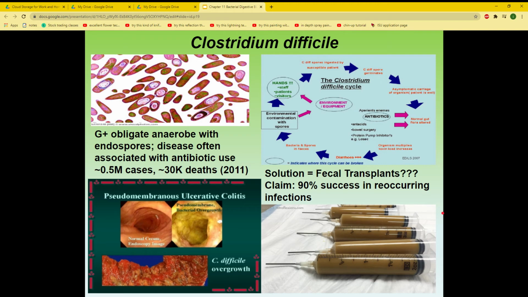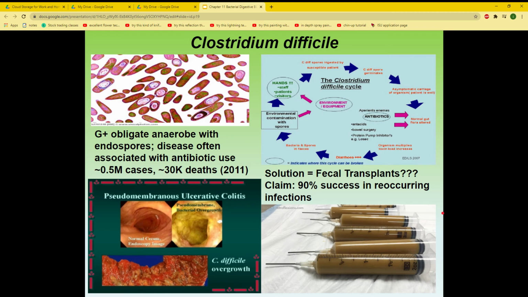It also can get a foothold in terms of the amounts after antibiotic use. And so it's a fairly nasty and severe bacterial infection. It's also pretty easily spread. So the spores can be ingested by susceptible patients, and the spore germinates. You can have for a while an asymptomatic carrying of the spores, and when the normal gut flora are present, the bacterium is not going to actually thrive very well.